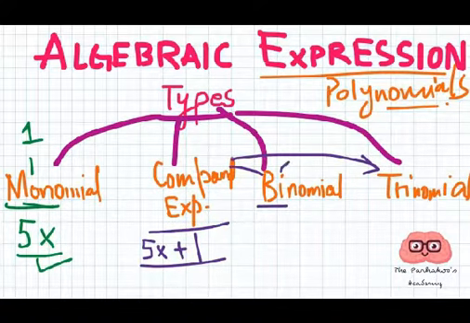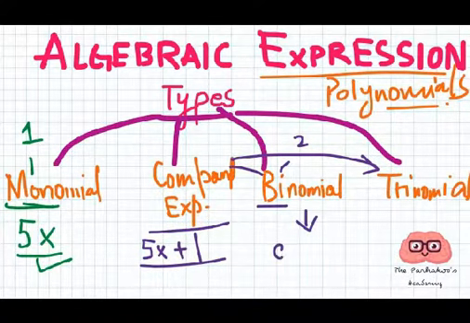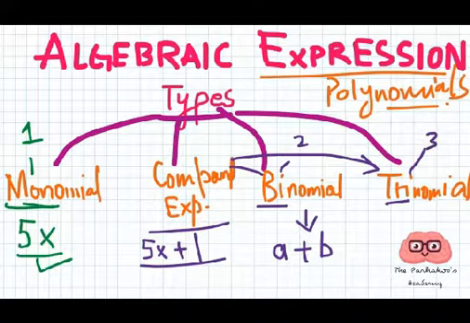Bi means two. So a binomial is a kind of expression which consists of two terms only. For example, a plus b. Tri means three. So a trinomial is a kind of expression which consists of three terms in the expression.